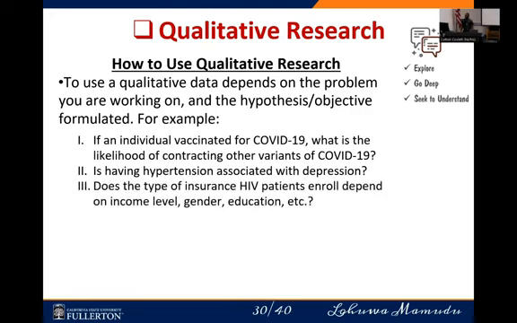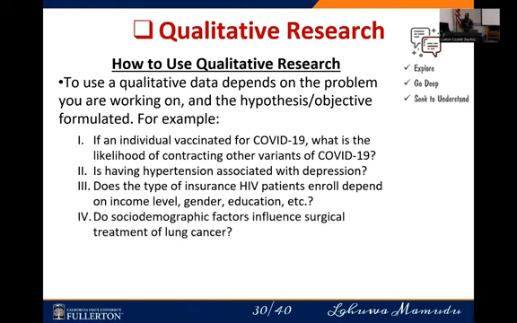Then also, does the type of insurance enrolled depend on the level of, let's say, income, gender, or education? So sometimes you might want to know the type of insurance an individual is using, and is this type of insurance influenced by the level of income of the individual? So qualitative research actually allows us to assess disparities in general. If you want to assess the disparities within a population, then you have to make use of what? Qualitative research, because it goes deep into all the information you might need in terms of assessing disparities within a population.